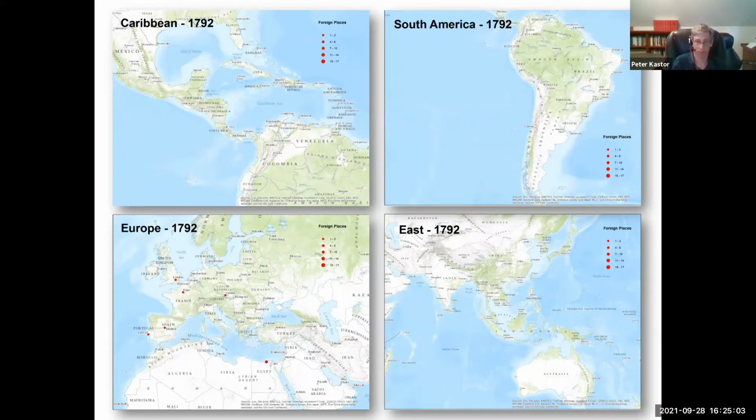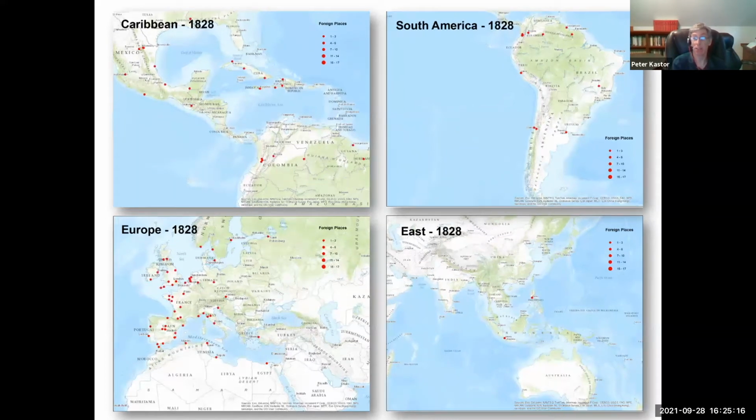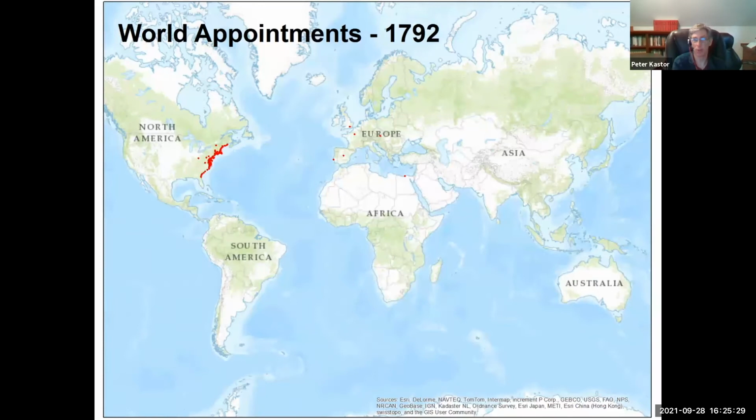Again, Jennifer produced these. So here we've got 1792, when the US presence internationally is very limited. It's a small number of commercial officials and diplomats. By 1828, the US has representation in North and South America, Europe and West Asia, North Africa, and in the Western Pacific. Here is a world map. And there you can really see this.